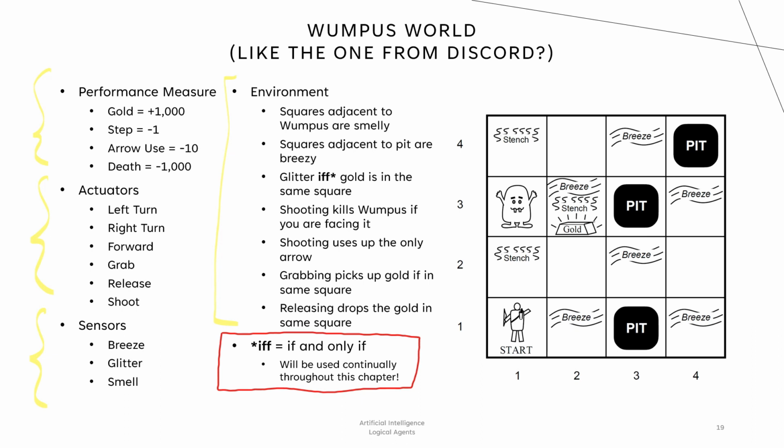One thing that I do want to point out is IFF. That is not a typo. IFF means if and only if. That will be used continually throughout this chapter. This is something I did not know going into this chapter, so I'm telling you that now because I didn't. Maybe you did, and if so, good for you, but that's what that means.